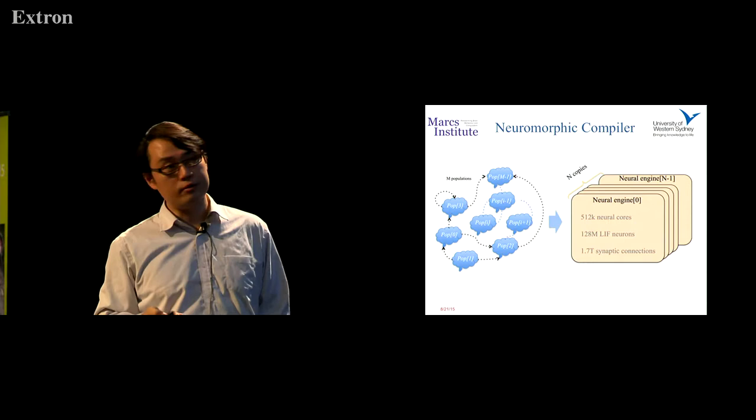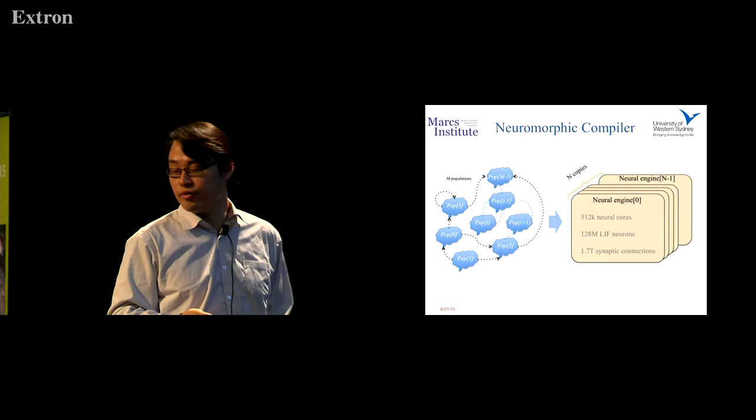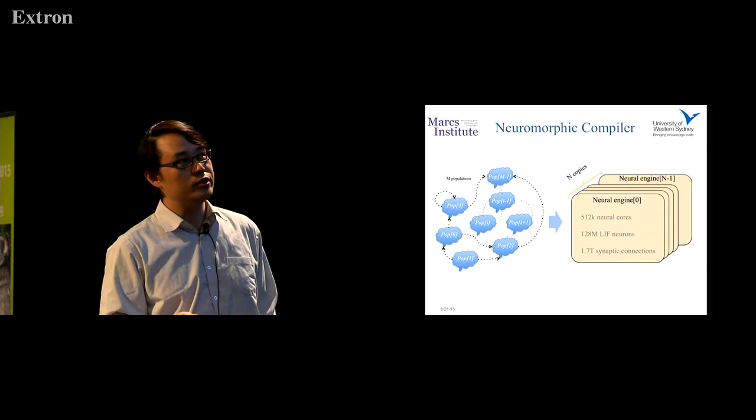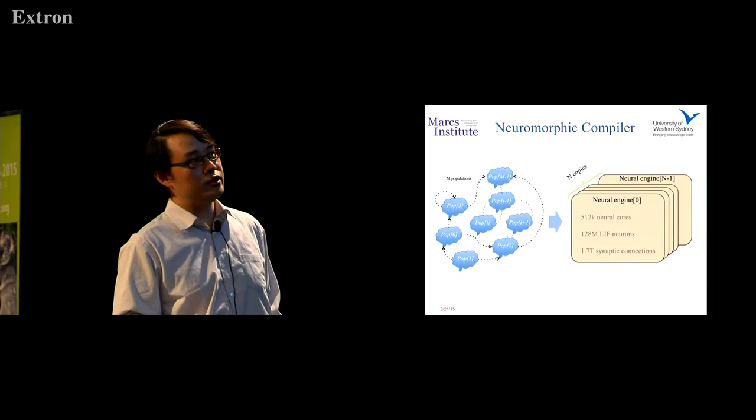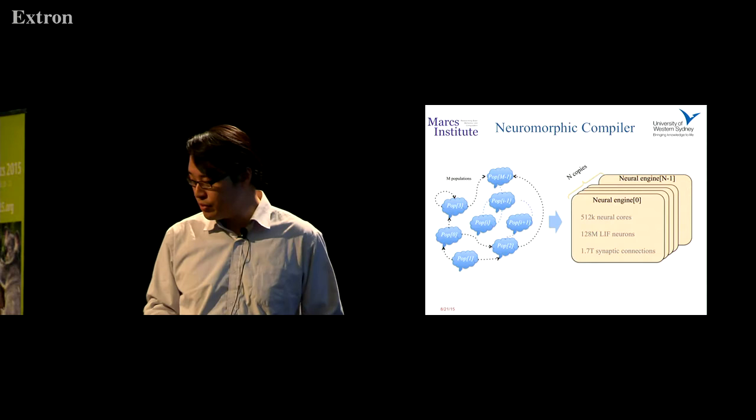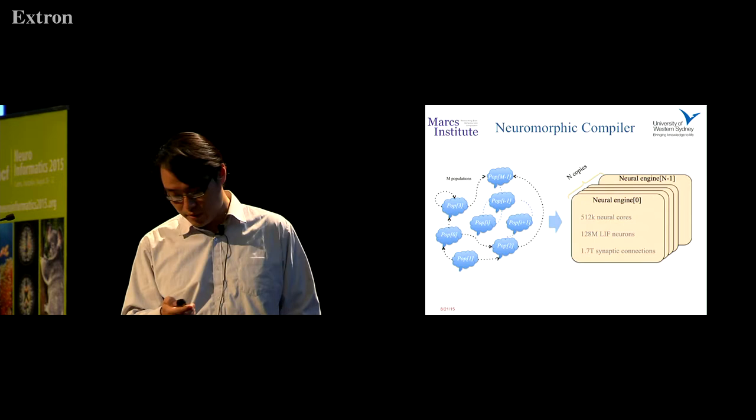Each engine has 512K neuron cores. Each core has 256 neurons. And so one neural engine can simulate up to 128 million leaky integrate-and-fire neurons, depending on the firing rate, and 1.7 trillion synaptic connections. Each core has up to 54 target cores to connect.